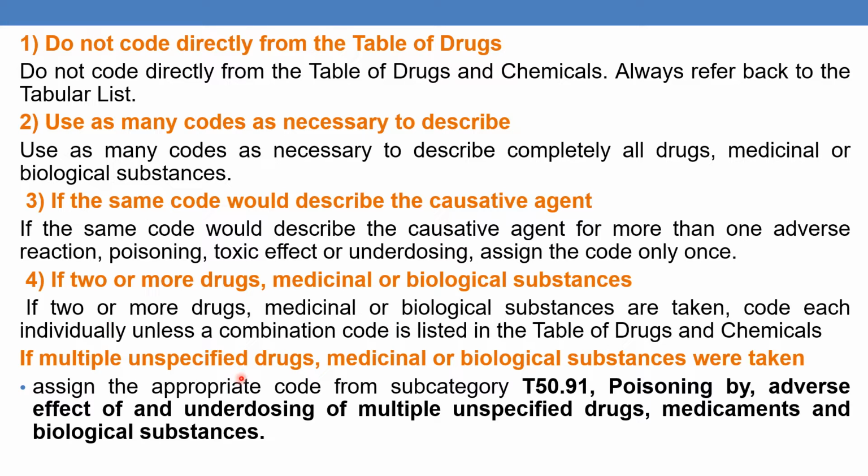And if multiple unspecified drugs, medicinal or biological substances are taken, this is an important point, then assign the appropriate code from category T50.91. That is poisoning by, adverse effects of and underdosing of multiple unspecified drugs, medicaments and biological substances. This is the code.